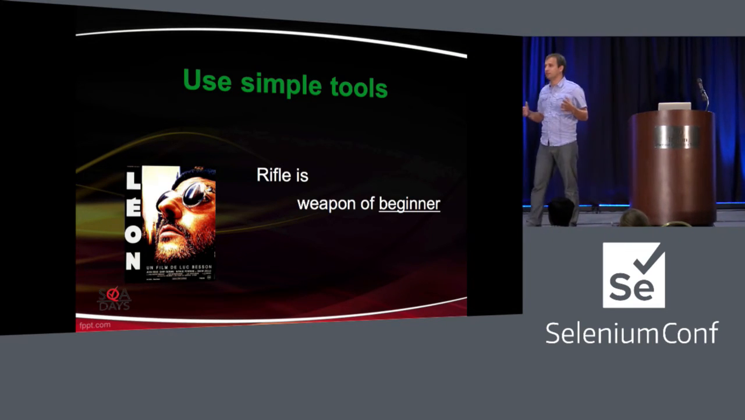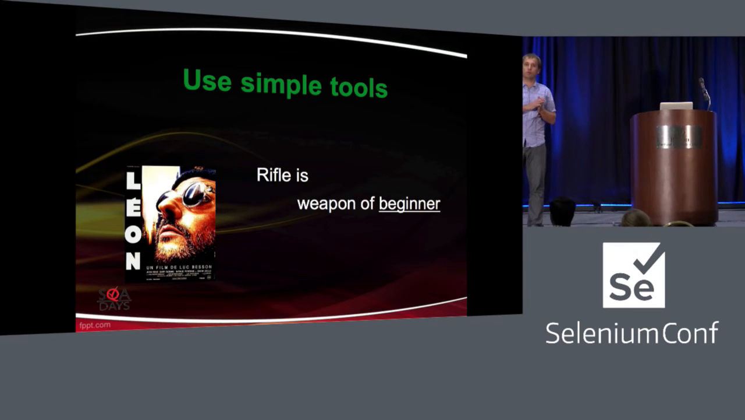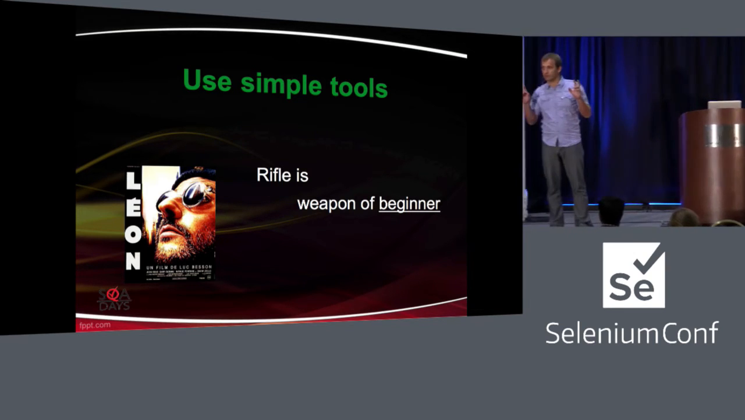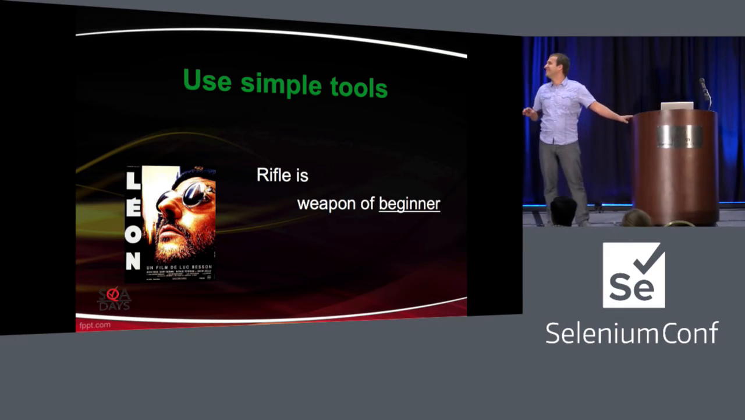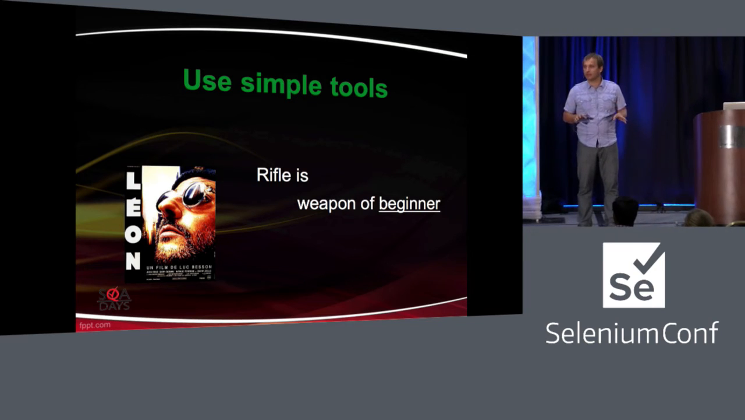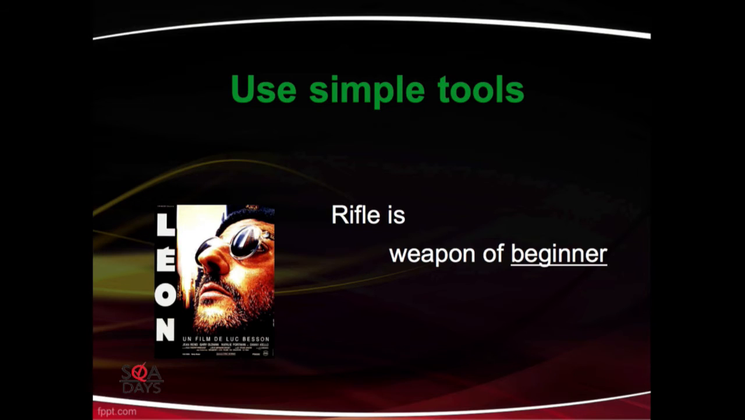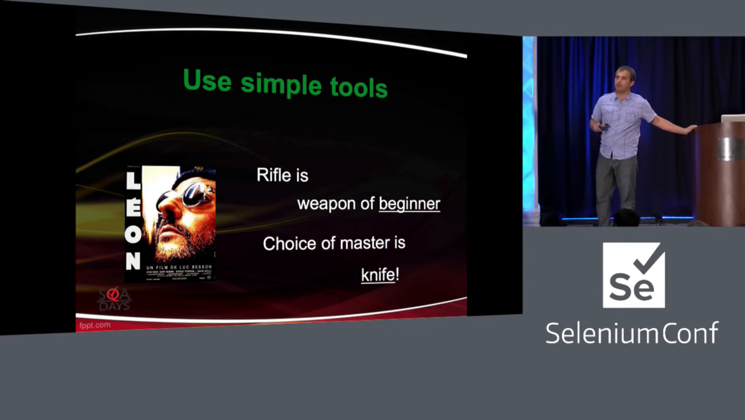The more professional we become, the closer we get to the client. The less we rely on the power of weapons, on the power of tools, and the more we rely on our own skills and feel for the client's problem. And the choice of a master is a knife, the simplest and most stable tool for work.